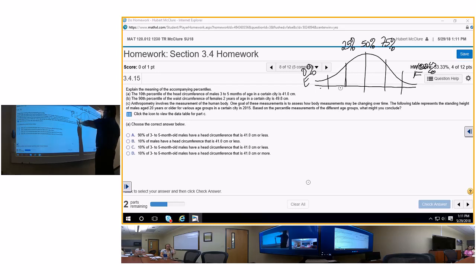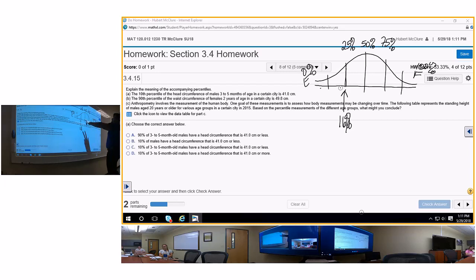Okay, so let's talk about, if this is 0% and this is 2.5 and this is 13.5, somebody add 2.5 and 13.5 up, what do you get? 16, right? So up to this point is 16%. Everybody agree with that? Okay, 16% is up to that point, using the empirical rule.